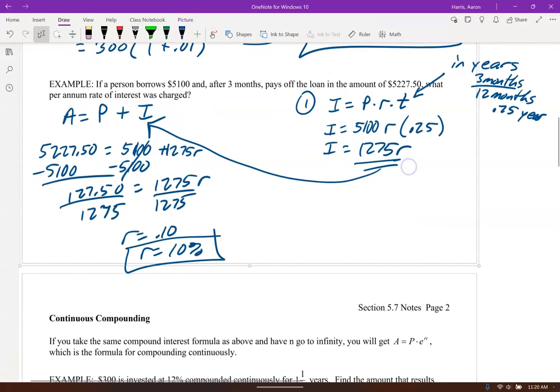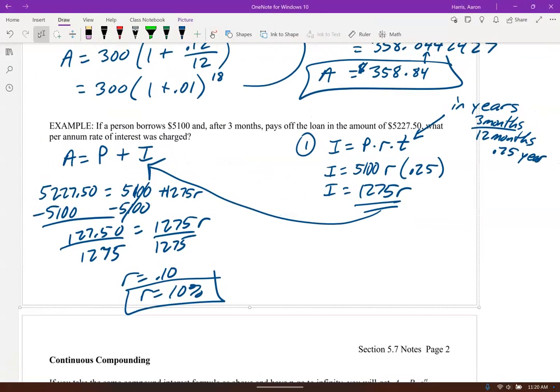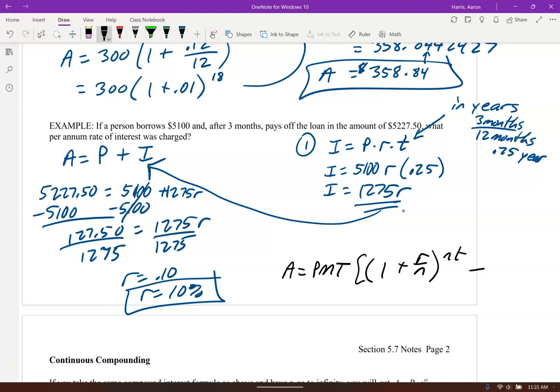And I will say, before we move on into continuous compounding, I would be remiss if I did not mention, we don't deal much with this formula, but this is for if you put a payment in, like every month type of deal. This is the compounding on that.